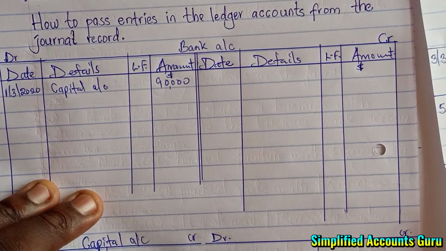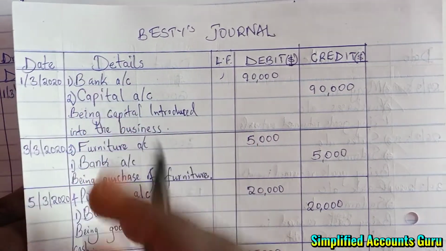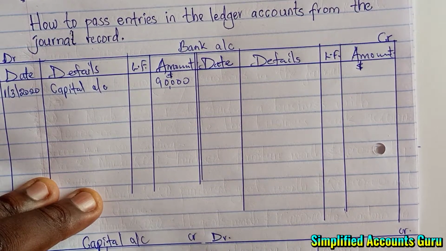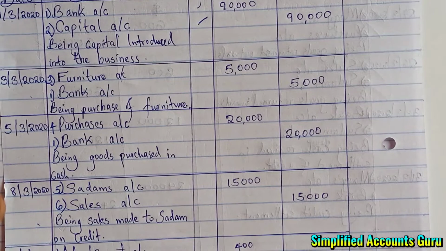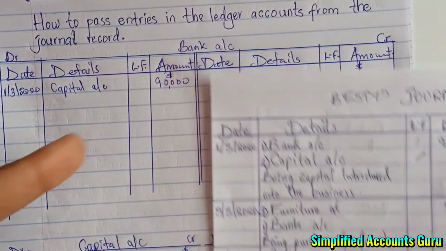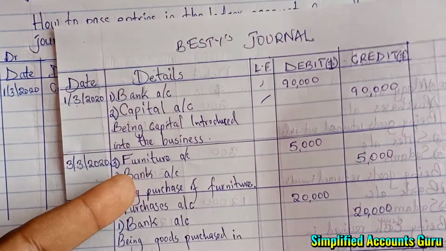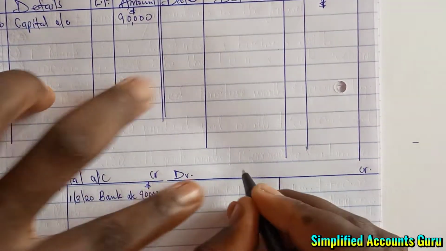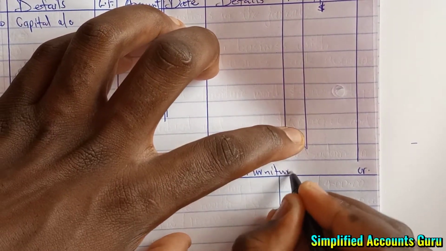Bank is the corresponding ledger account, you can see. So you say bank account, then 90,000. The second transaction, which happened on 3rd March, is involving furniture and bank. We already have bank account here. The only account that we don't have out of these two is the furniture account. So the one that we had already developed here, we can use it as our furniture account.